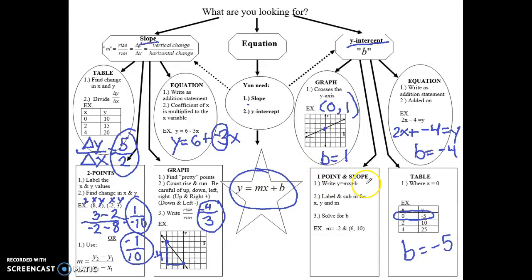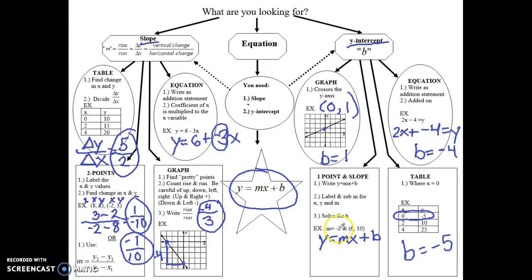This is probably the newest way of finding the y-intercept. And it's when they give you a slope and a point. Since all of these equations follow this formula, y equals mx plus b, I'm going to use that to help me get the b value or the y-intercept. So I'll write y equals mx plus b. And then the next thing I'm going to do, since they gave me so much information, is I'm just going to substitute this all in where it belongs.